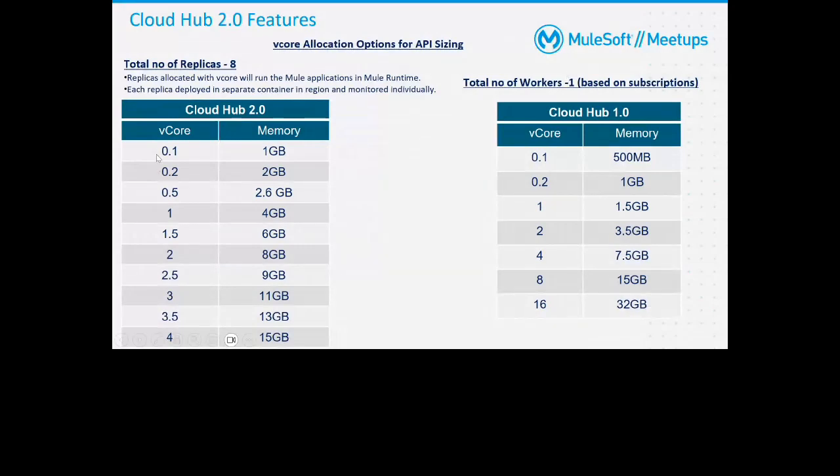In 2.0, we have 0.1, 0.2, 0.5, then 1, 1.5. So the granularity is increased. Basically, in 1.0, we used to have 0.1, 0.2, and then directly 1, 2, 4, 8, 16. So this is the difference in the vcore sizing.